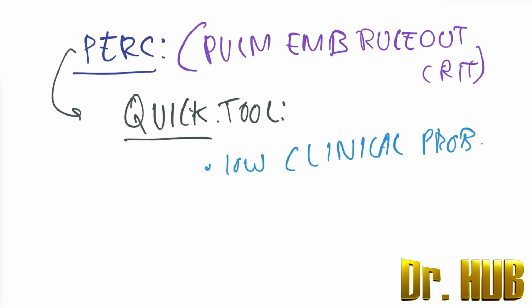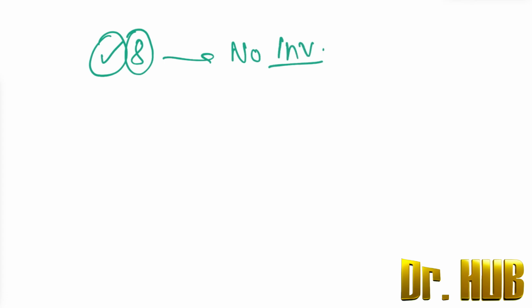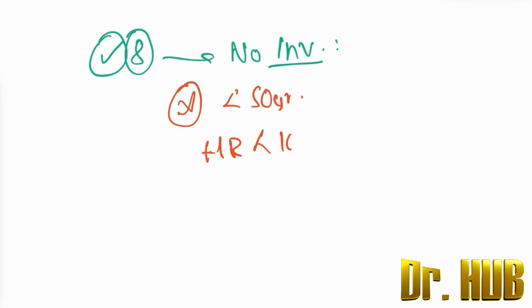What does it contain? It contains 8 clinical variables, and if the patient meets all 8 criteria, there is no need for further investigations. The variables are: age less than 50 years, and heart rate less than 100 BPM.